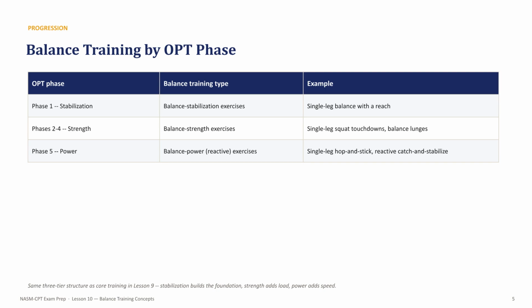Notice something? This is the same 3-tier structure as the core training continuum from lesson 9. Before I laid out this table, could you have predicted the 3 tiers yourself? Stabilization builds the foundation. Strength adds load. Power adds speed.